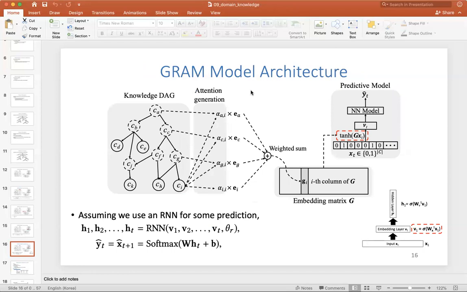So G is fixed, right? And also, our input vector X does not contain only our ICD9 code, right? There's lots of other information like gender or other things.